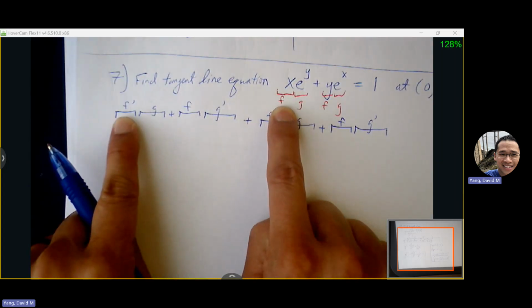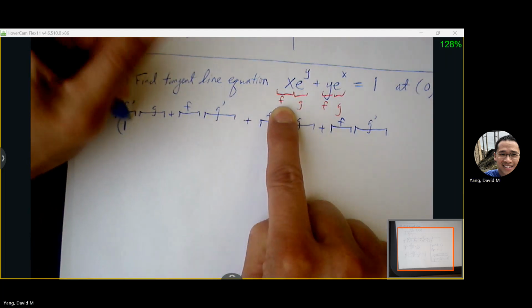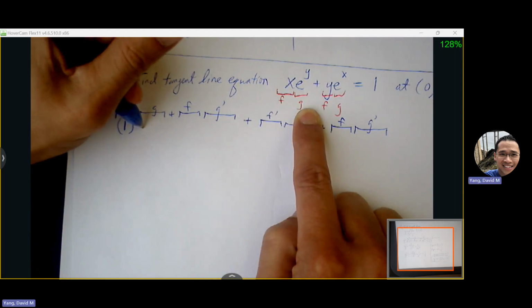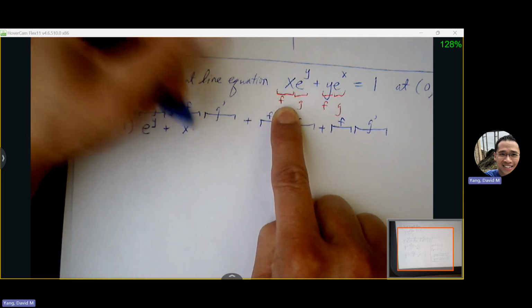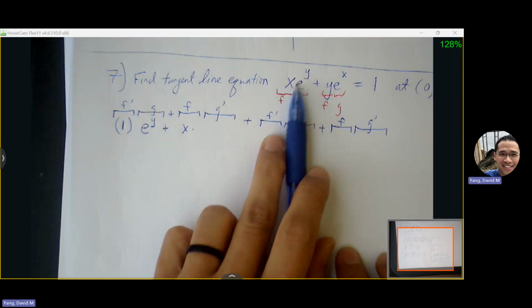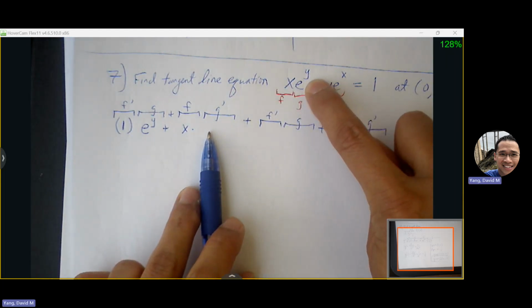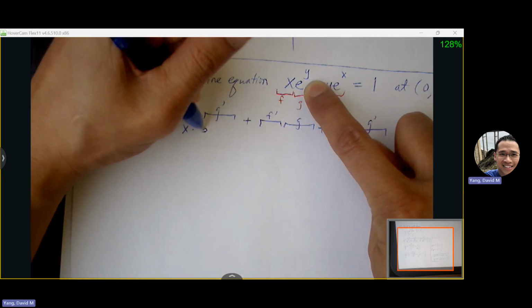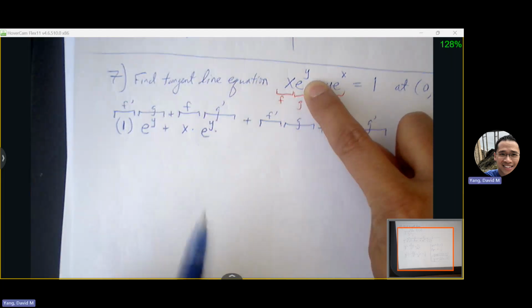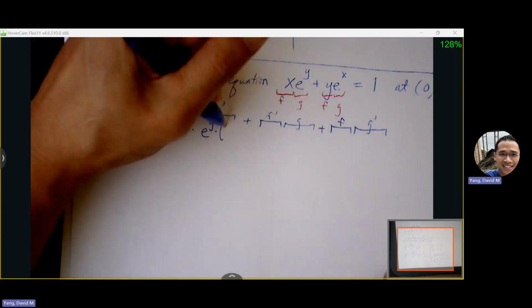So f prime, 1. G function, no changes. Back to f, no changes. And g prime, e to the y's derivative is what? The original function, right? E to the y times dy dx.